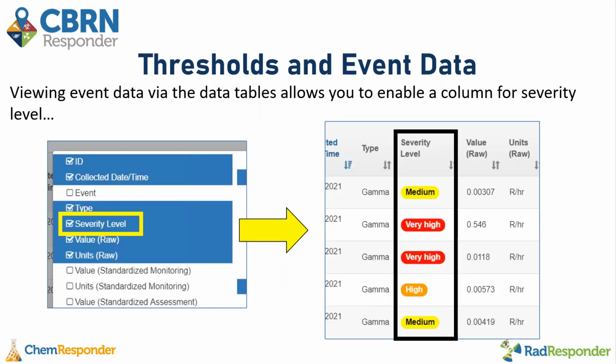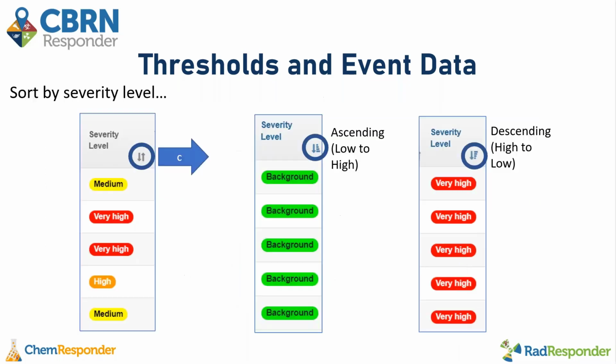If I open up the data tables of a particular data type on my event, I can choose the column of severity level to show in my tables. So if I enable it, which you can see on the left-hand side, I now have a column for the corresponding severity level with each reading. I can sort that column by severity level by clicking the up and down arrows. So in the middle screenshot, this is ascending, so low to high. If I click it again, it will be in descending order, so very high to background, or high to low.